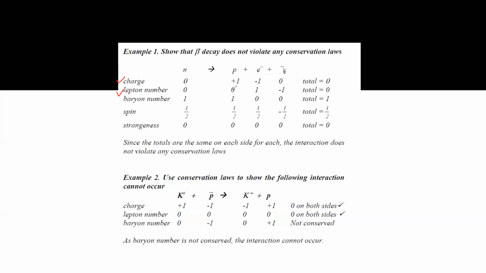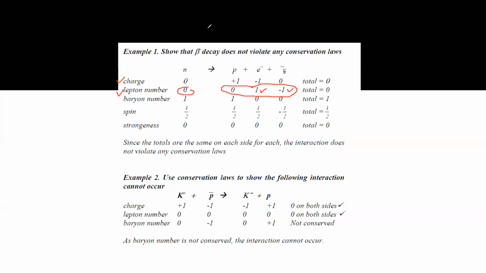Proton is also a baryon. It's not a lepton, so it is also 0. Electron is a lepton, so that's why it's plus 1. An anti-electron neutrino is an anti-particle, so lepton number will be minus 1. So when you check the lepton number, on the right-hand side, it's 0. On the left-hand side, it is also 0. So what it shows is that the lepton number is conserved.